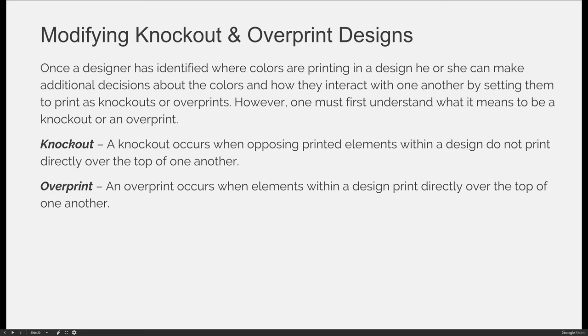A knockout occurs when opposing printed elements within a design do not print directly over the top of one another. They'll print side by side. They can touch, but one would not be tucked under or over another. An overprint occurs when elements within a design print directly one right over the top of another.